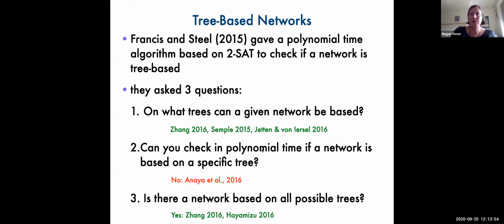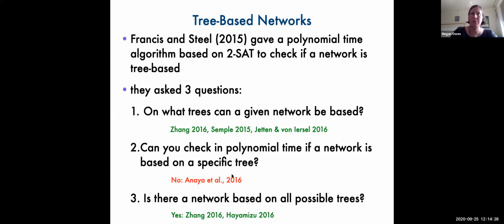They also asked, can you check in polynomial time if the network is based on a specific tree? And this is the first problem I'm going to talk about, which we answered in the negative. So it's NP-hard. And then they asked, is there a network based on all possible trees? And that is true. Okay, so you can see that this first paper spawned a lot of follow-up papers, and there's still some more since these ones.